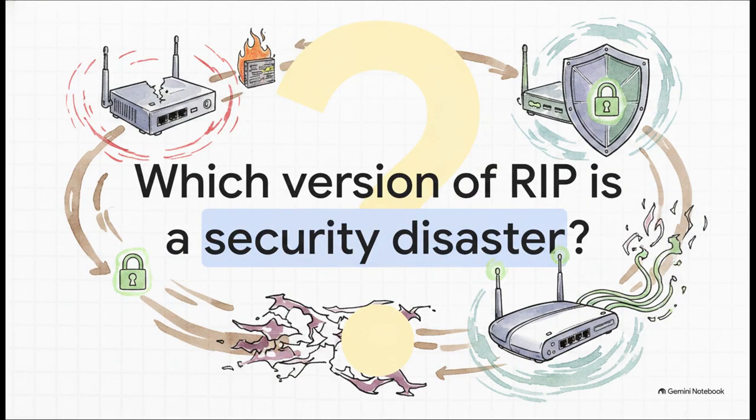So right off the bat, here is the million-dollar question. There are 3 distinct versions of RIP floating around out there in the wild. Which one actually belongs in your modern network environment, and, well, which one is literally a security disaster just waiting to happen? We're going to take a quick journey through this protocol to figure out exactly how to deploy it safely and when you absolutely need to just walk away.